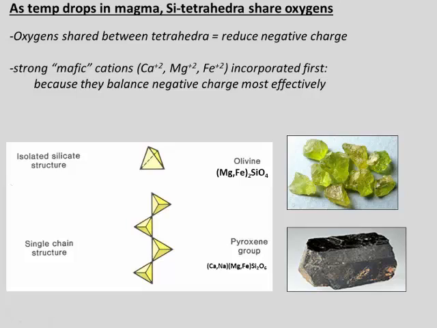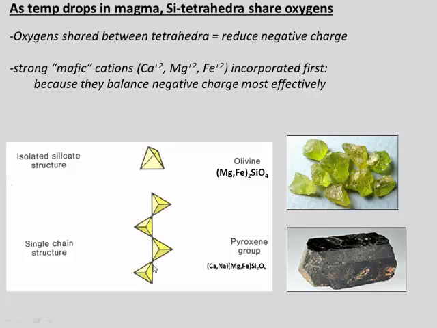And a key point here is that as silicate minerals grow in a magma, they look to incorporate the stronger +2 cations first, because those cations are better at neutralizing the charge. But eventually, we can't neutralize all the charge with magnesium and iron. So what starts to happen is the silica tetrahedra start to share oxygens. And they start to share oxygens at the corners.